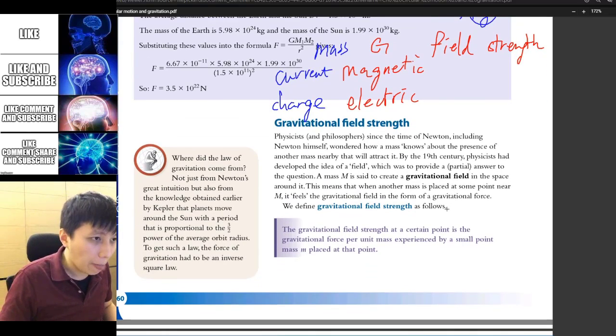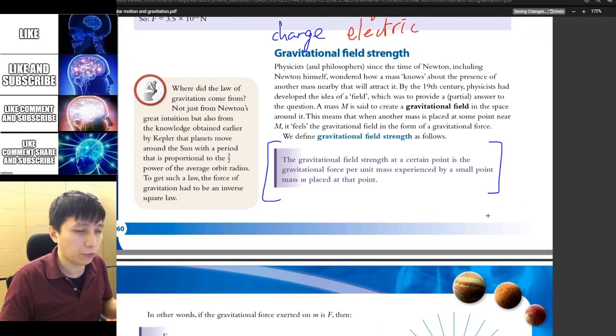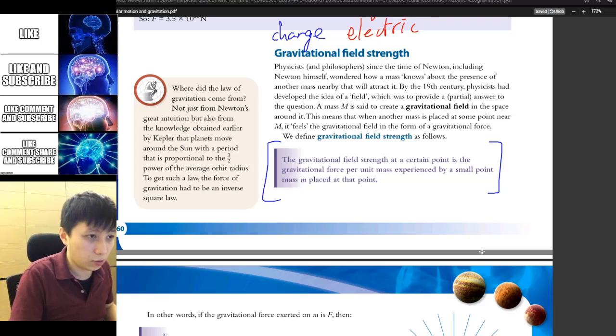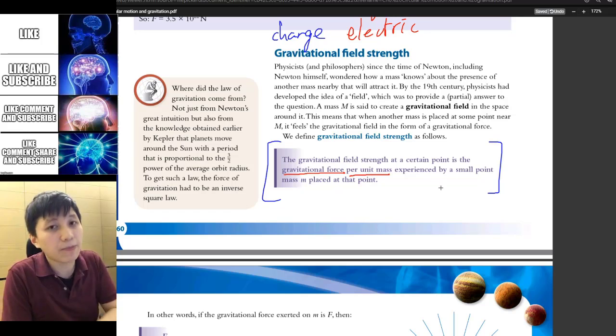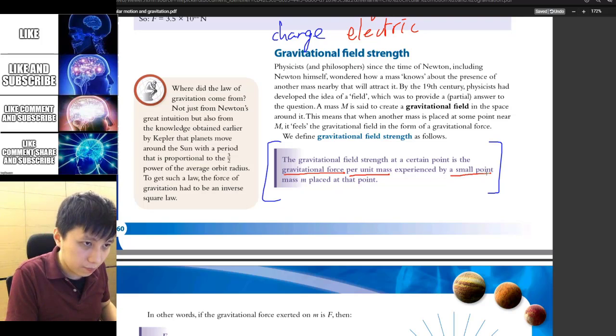So let's take a look here. For gravitational field strength, similar to gravitational force, there is also a word definition. I recommend you jot it down somewhere and try to find a way to remember it. And the thing that I would strongly recommend you emphasize to yourself in your notes is, other than saying gravitational force per unit mass experienced, one of the concepts that people usually overlook is here: small point mass.